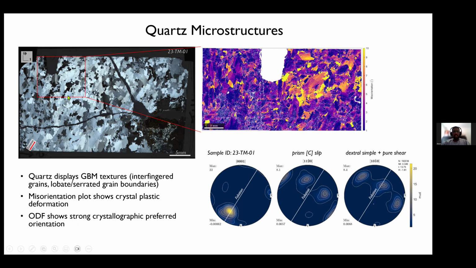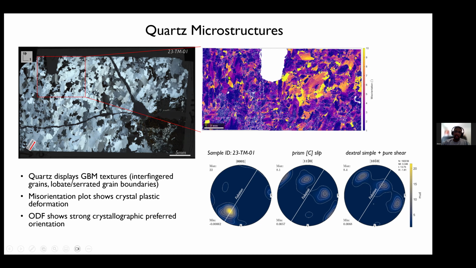We then did an EBSD scan of the top left-hand corner here of that quartz vein, and we produced this misorientation plot here. So important thing to note is that the bright yellow colors represent 10 degrees of misorientation, while the dark blue colors represent 1 degree of misorientation. So looking at all the quartz here, we can see that there's a good amount of misorientation or lattice distortion.